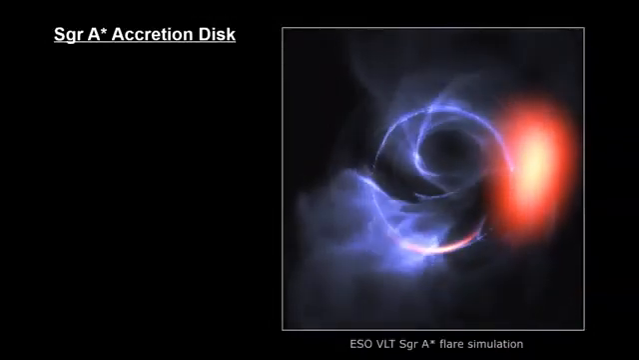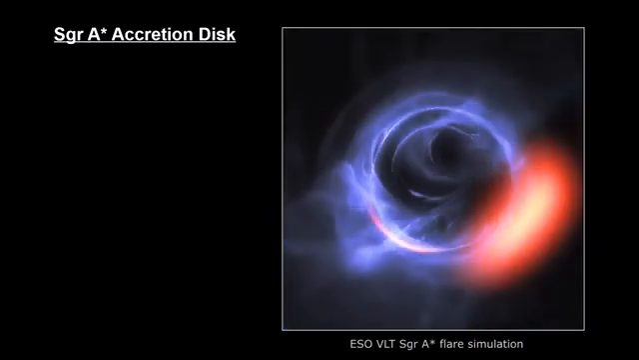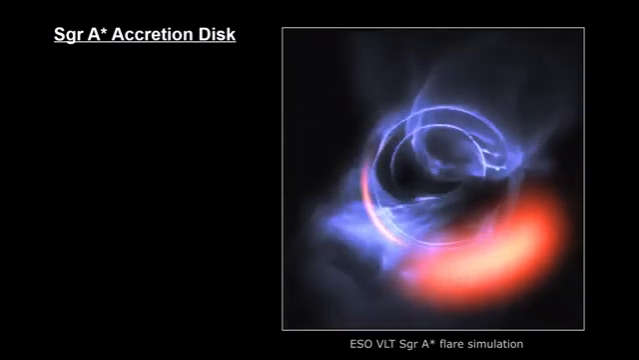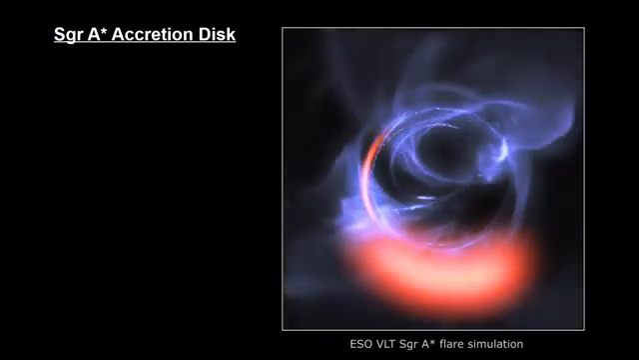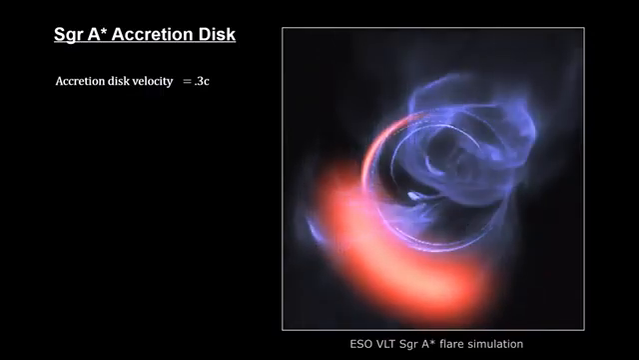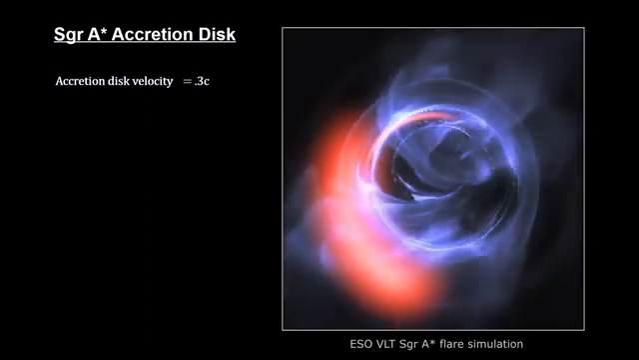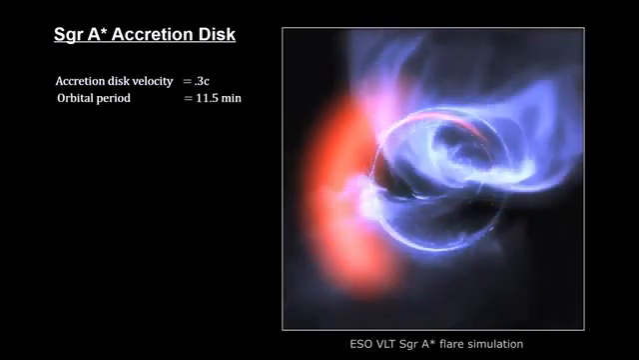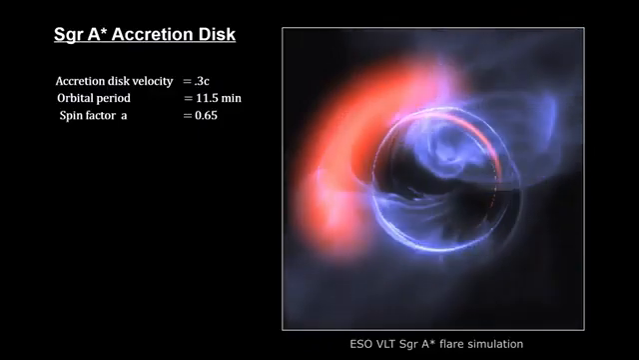In late 2018, ESO's GRAVITY instrument observed flares of infrared radiation coming from the accretion disk around Sag star. These flares came from clumps of gas swirling around at about 30% of the speed of light on a circular orbit just outside the event horizon. They indicate that Sag star is spinning with a full rotation every 11.5 minutes. This makes the 4 million solar mass Sag star a supermassive Kerr black hole.